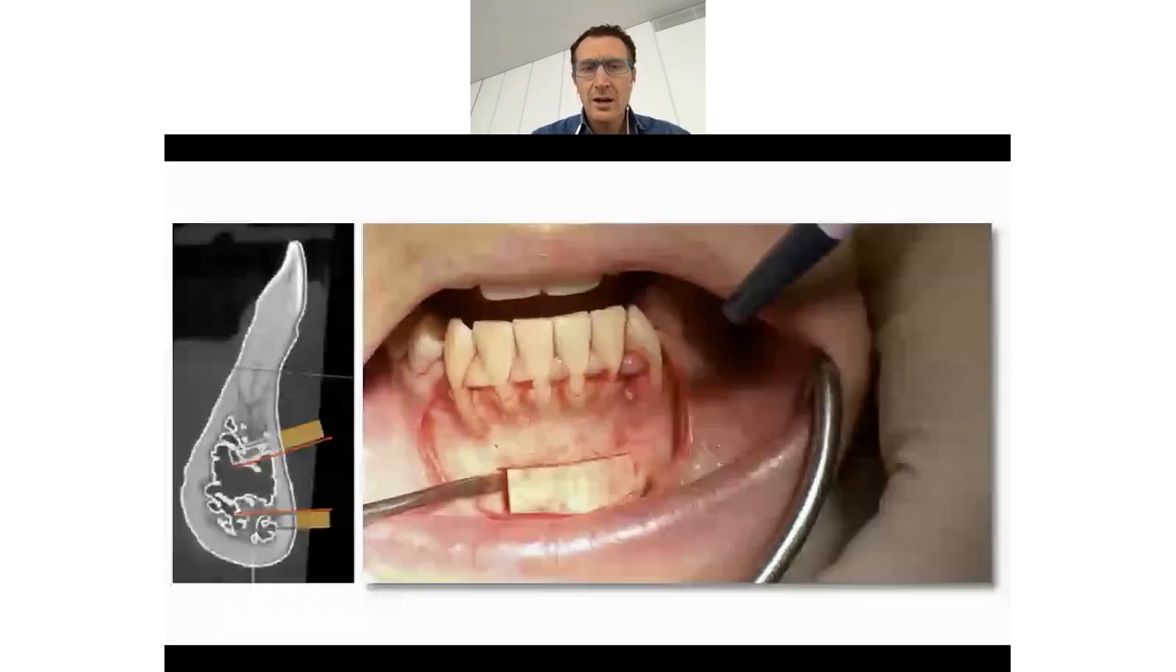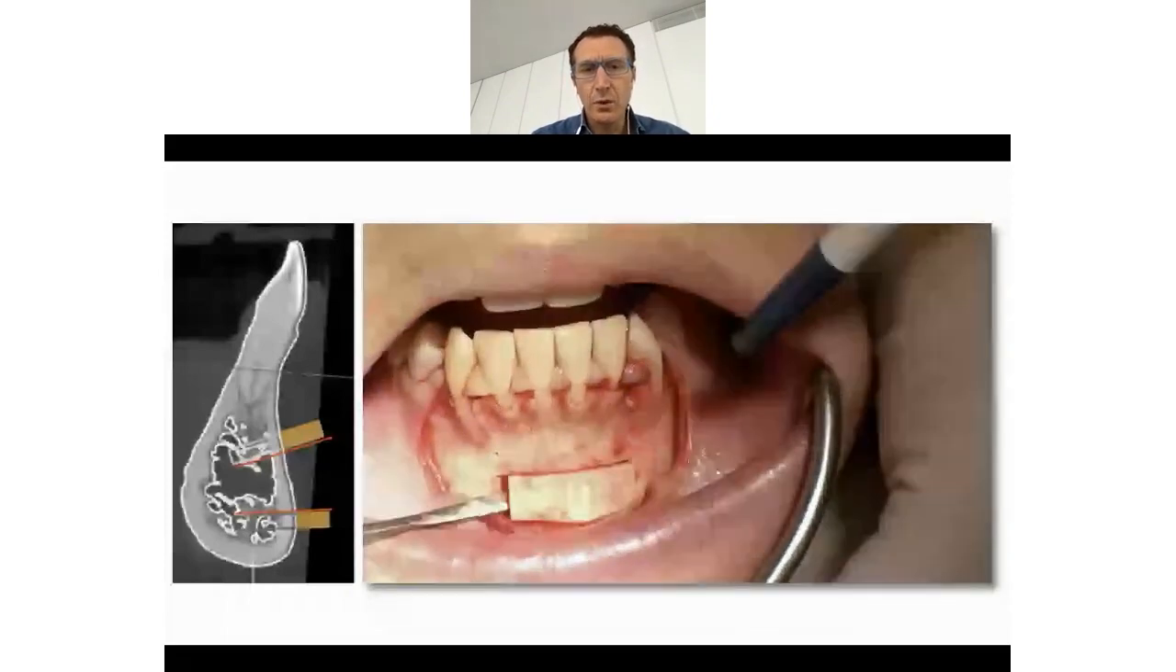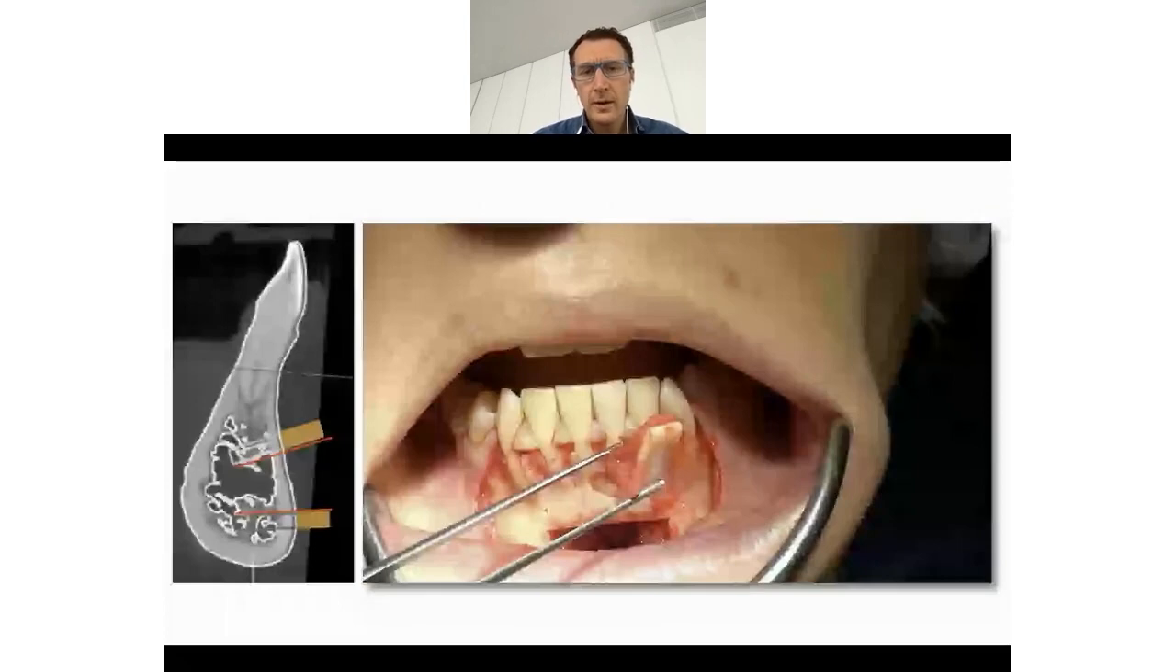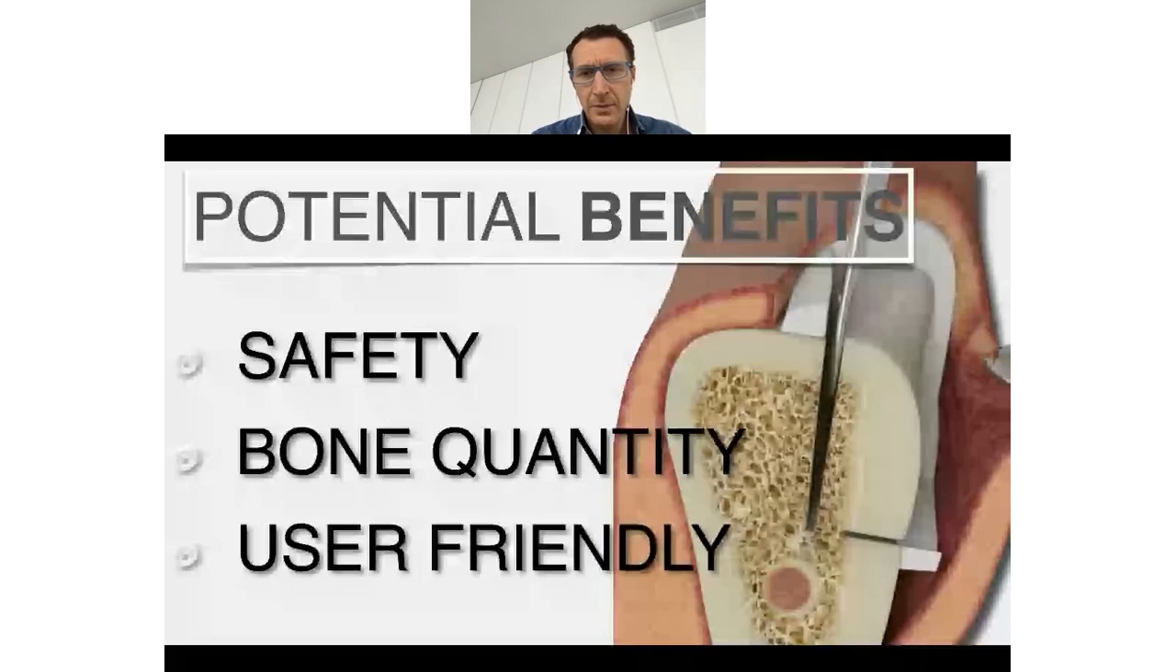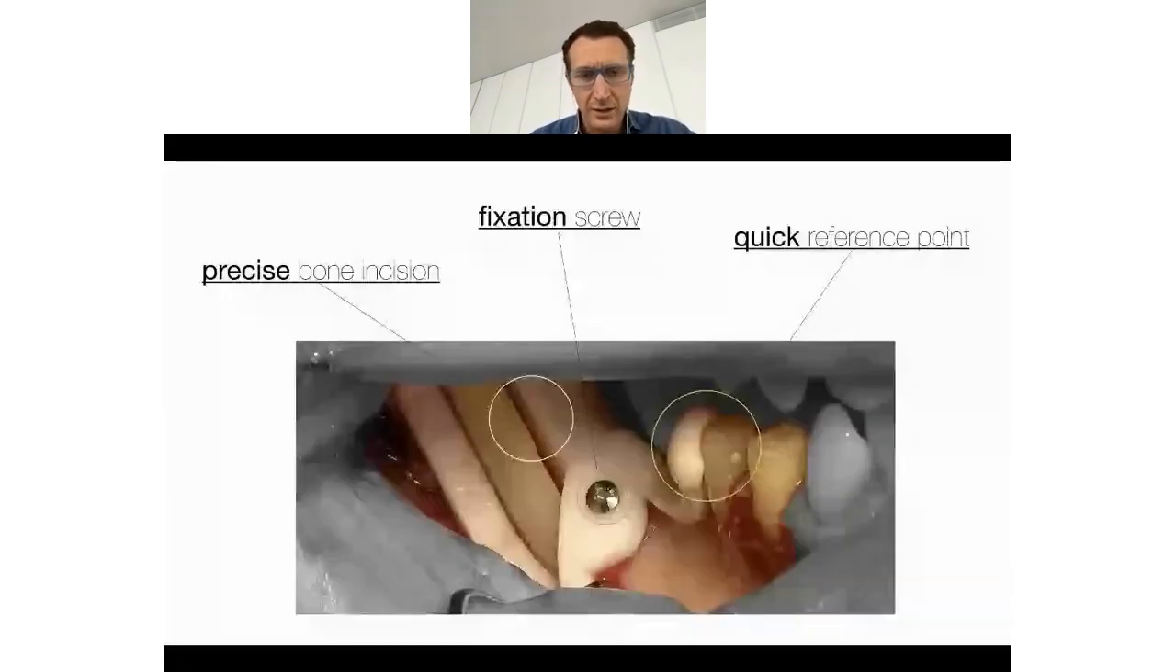So everything is done following a surgical plan, following what we want to do and what we need to do to get the bone from the donor site. So the potential benefits of this approach is the safety, is the bone quantity, and obviously, once again, the user-friendly approach, because everybody can do it. We don't need to be brave by doing this. And I want to start with this point and go back then to the safety.